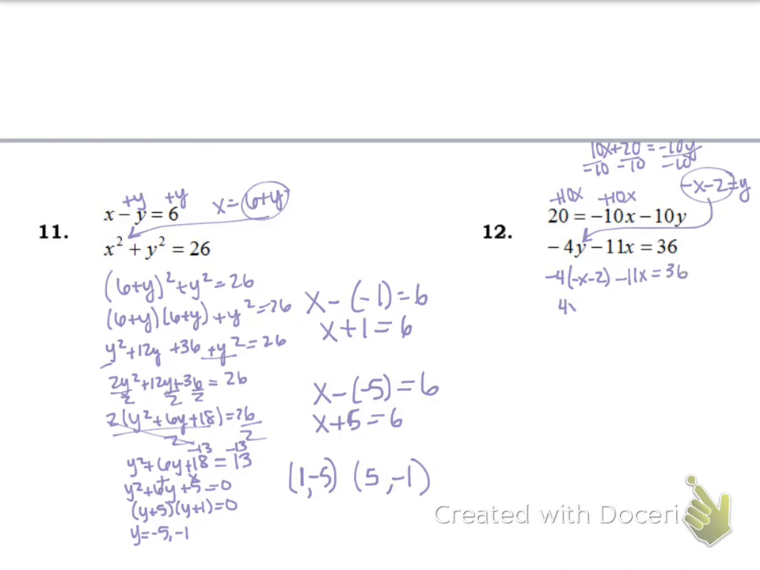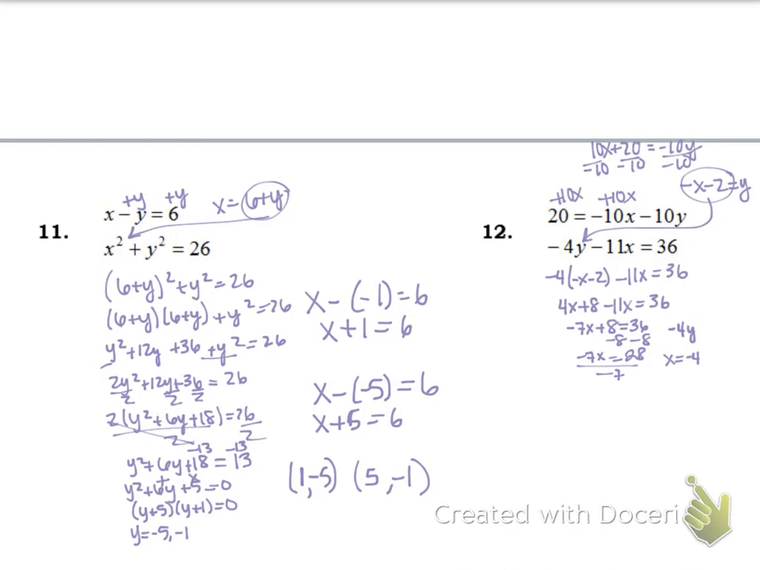When I distribute, I'll get a 4x plus 8. Combining like terms, get a negative 7x. We could subtract 8, get a 28. Divide by negative 7, we'll get a negative 4. We got to plop it back in and find our y. Both of them look pretty ugly, so negative 4y.